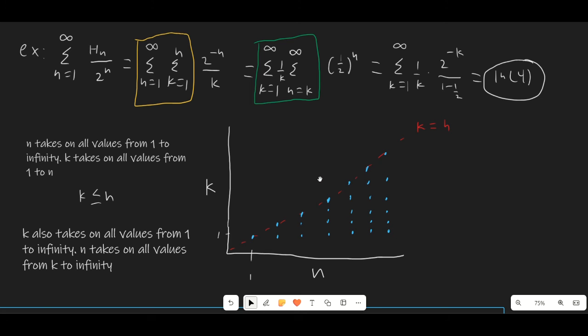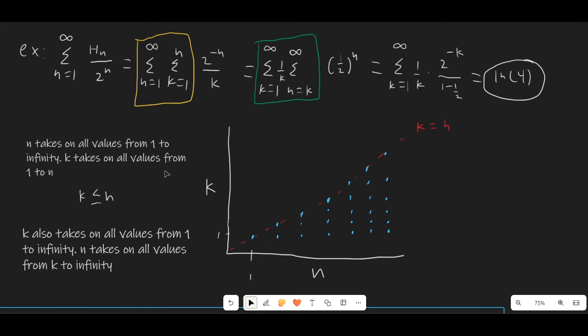For any value of k, n is going to take on that same value and then every value after that up to infinity. So notice, after just drawing this graph and this line, I was able to visually reason out what my bounds are going to look like. I didn't apply some magic formula or anything. I just drew it out and visualized what my summation is going to look like.